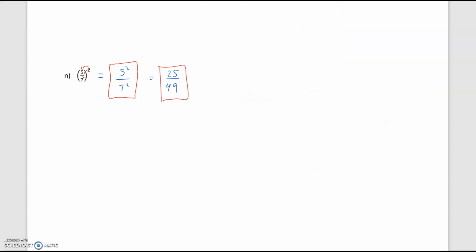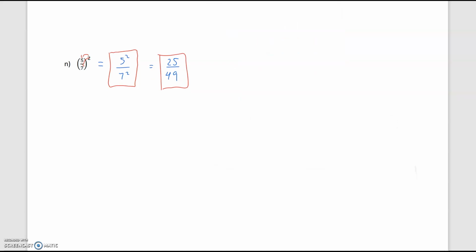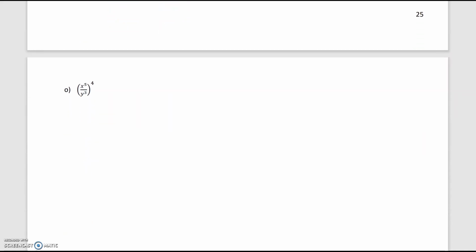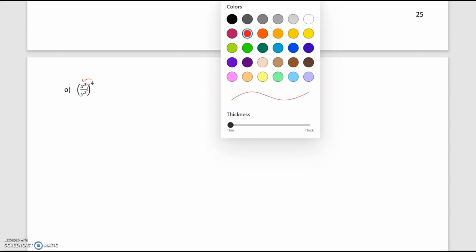That's it for problem N. Let's take a look at the next problem. And remember that the exponent gets applied to each one of these. Let me just rewrite this step. So you're going to end up with x to the 5 times 4 over y to the 3 times 4. And this is x to the 20th over y to the 12th.